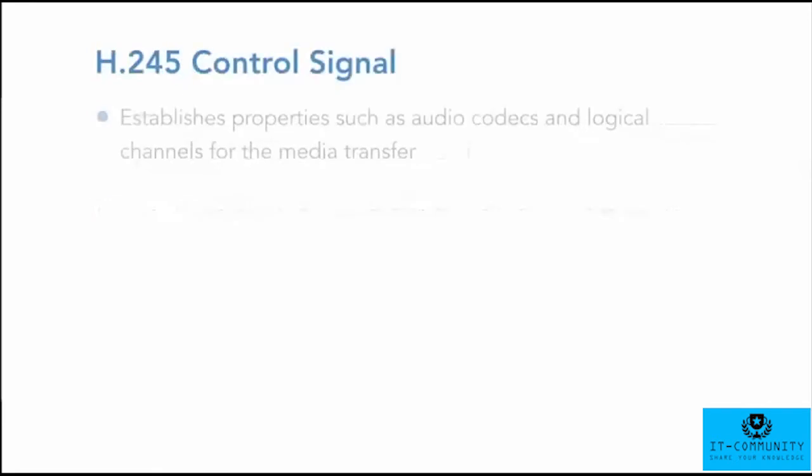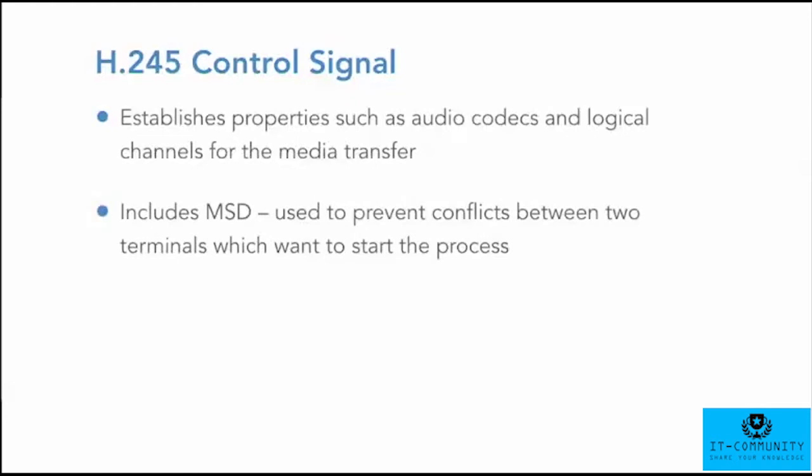An H.245 control protocol establishes properties such as audio codecs and logical channels for the media transfer. H.245 includes master-slave determination. Now, this is used to prevent conflicts between two terminals which want to start the process. It makes the decision about which one will be the master and which one will be the slave.